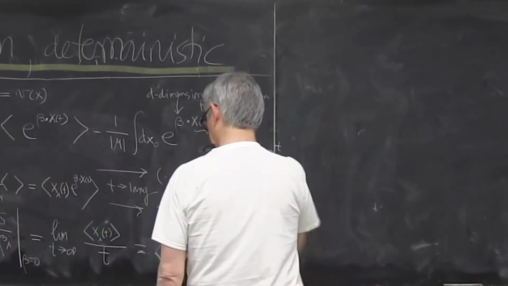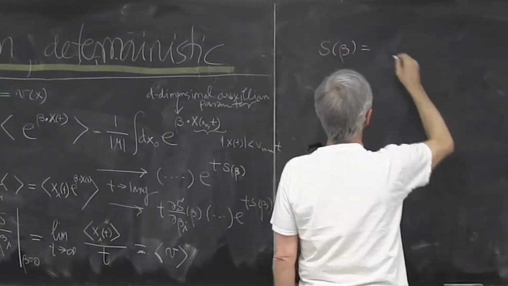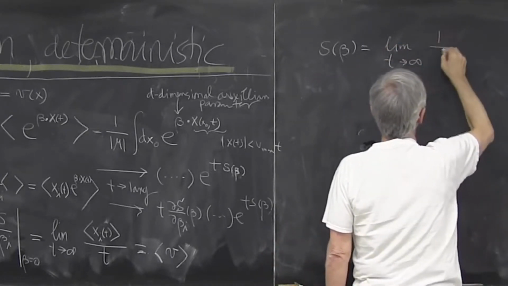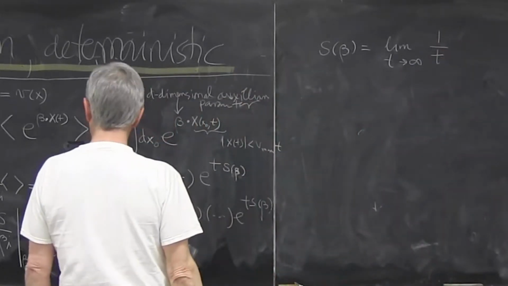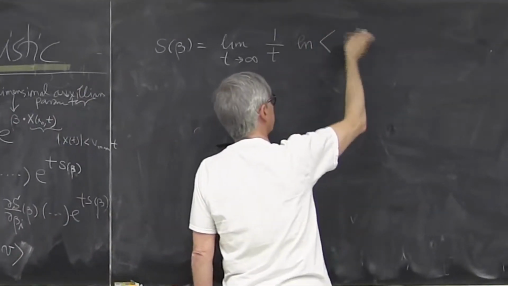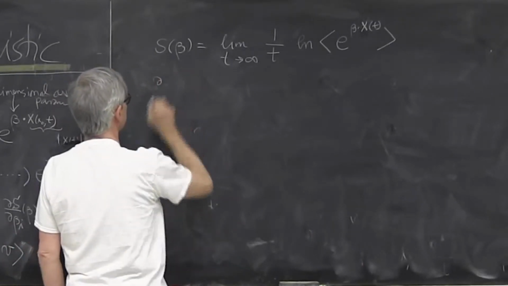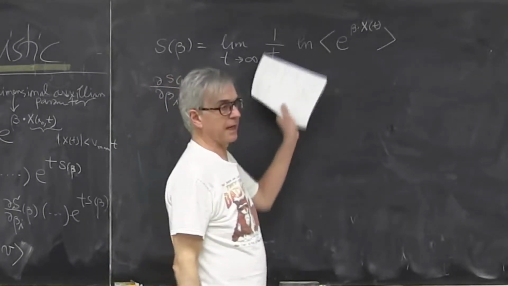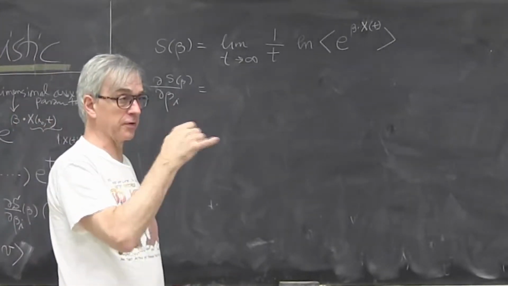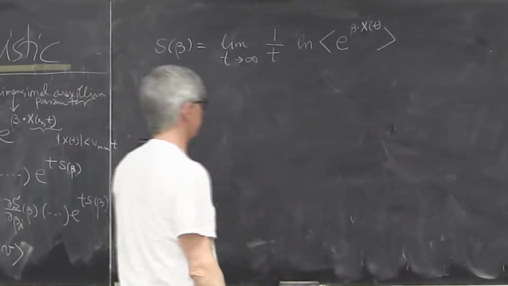According to this formula, for S itself, this is limit t goes to infinity, 1 over t, logarithm of this integrated expectation value. So when you take a first derivative, and again, we believe this will have a nice limit. If it doesn't, then we are encountering something called anomalous diffusion, and they'll have a physical reason to. But the generic case will have nice limit.